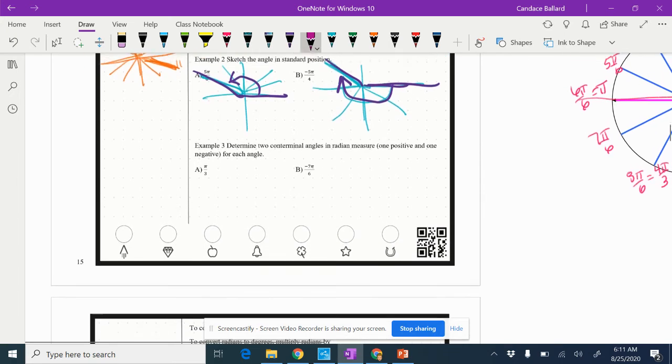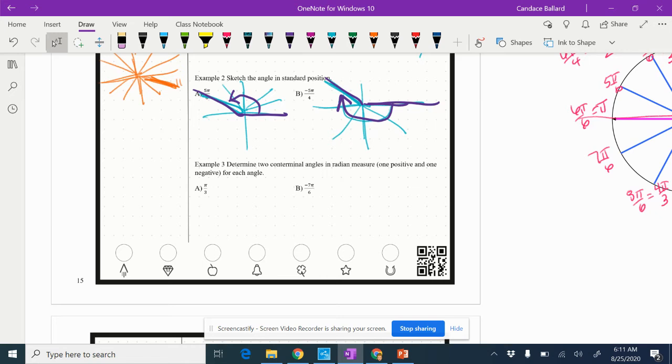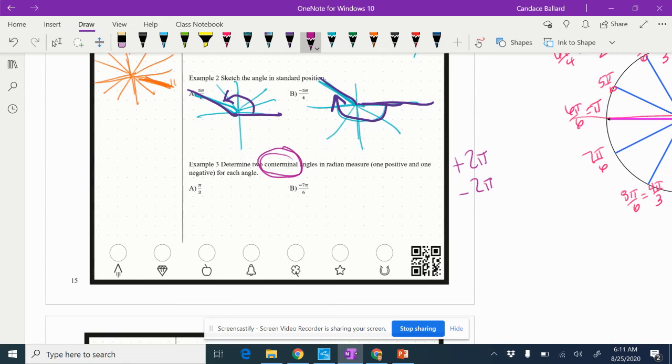And then finally, can we determine 2 coterminal angles in radian measure, one positive and one negative? So what coterminal means is they land on the same spot. So either you're going to add 2 pi or subtract 2 pi. We've got 3 worlds we typically work in. So when we are in over 3 world, 2 pi would be 6 pi over 3 because I'm multiplying the 2 pi by 3 to get that common denominator. In over 4 world, I would have 8 pi over 4, and in over 6 world, I'd have 12 pi over 6. So it could be positive or negative.